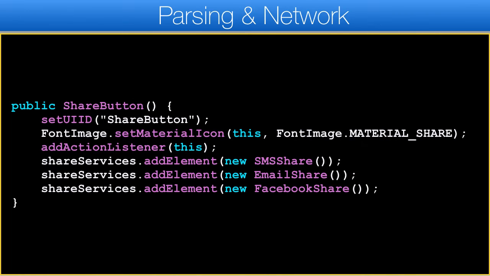In the contacts portion of the demo, we have a share button for each contact. The code for constructing a share button looks like this. This seems reasonable until you realize that the constructors for SMS share, email share, and Facebook share load the icons for each of those. These icons are in a shared resource file that we load and don't properly cache.